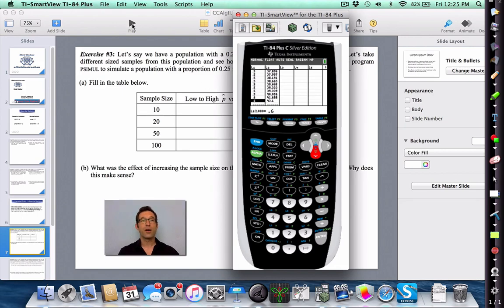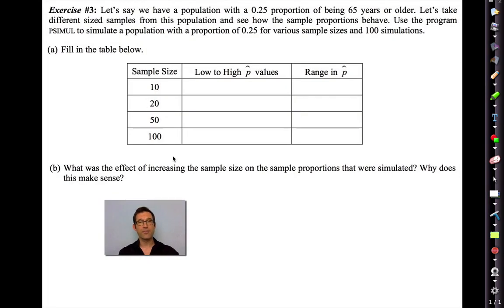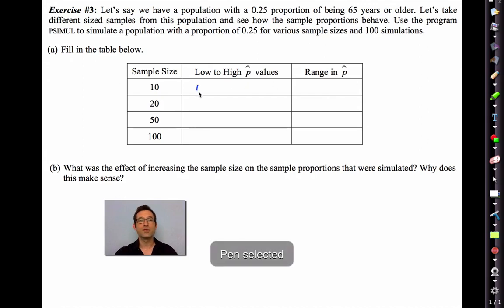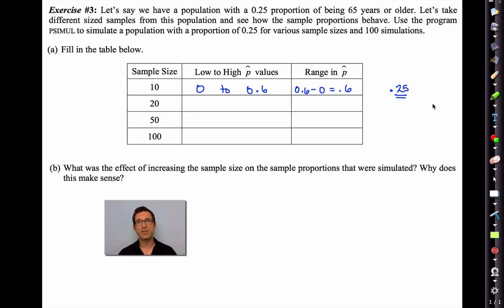Still, let me pop back in here. The lowest p-value was 0, the highest p-value was 0.6, and the range, 0.6 minus 0, was 0.6. Huge variation. Now remember, the population only had a proportion of 1/4, and yet we took a sample of 10 people at one point and got 6 of them to be 65 or older, just because of sampling variability.